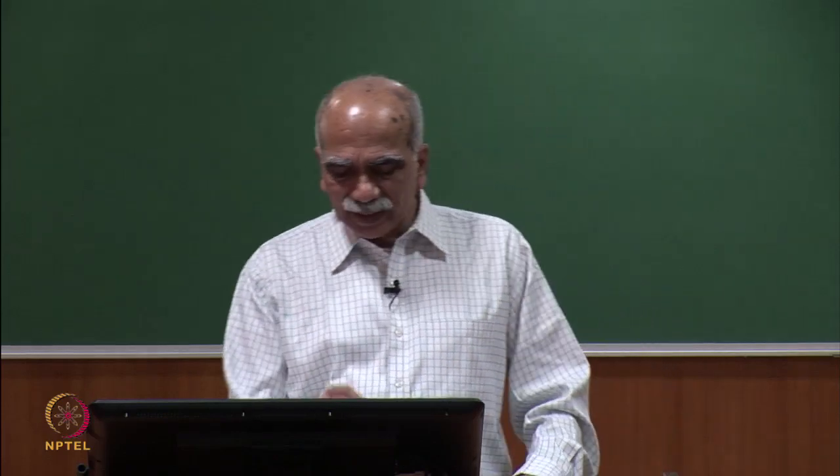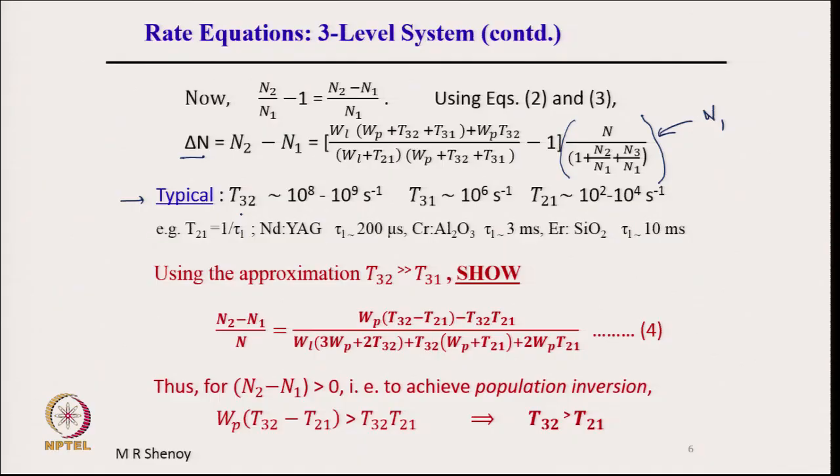So, now let us look at the typical numbers for T32, that is, the non-radiative transitions. If we recall the picture here, the 3 level system, you have this pump, and this is T32 and this is T21. For practical systems, we know that this non-radiative transition is very fast. Typically, T32, the numbers are 10 to the power of 8 to 10 to the power of 9 per second.